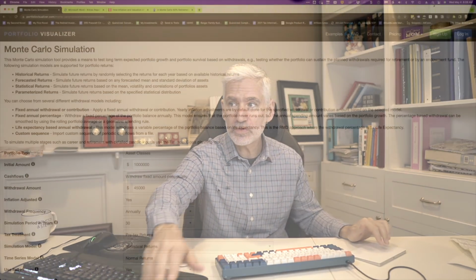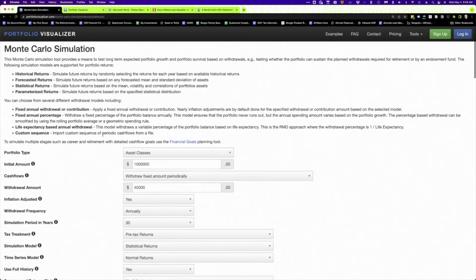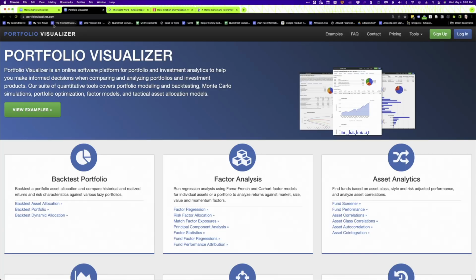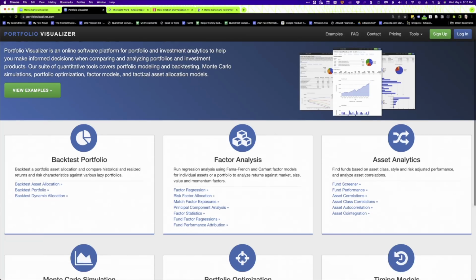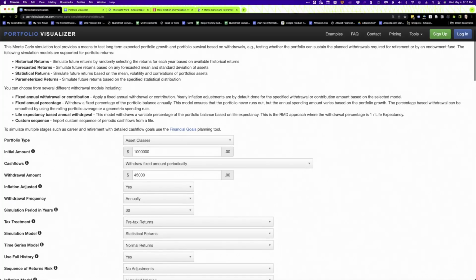This is the tool they're talking about, Portfolio Visualizer. It's a free tool. The way you get to the Monte Carlo simulation that you're seeing here on the screen, if you go to portfoliovisualizer.com, you're just going to scroll down to this Monte Carlo simulation section here. And we're using the first one that says Monte Carlo simulation. That takes you to this page.